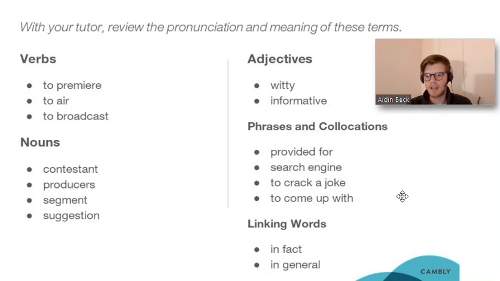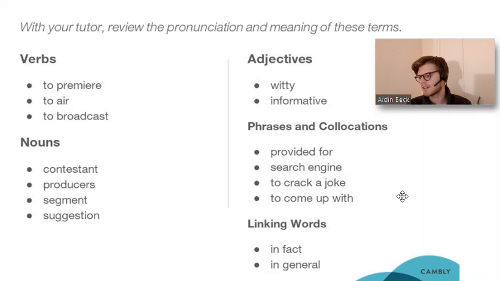Okay, so then we have nouns. We have contestant, producers, segment, and suggestion. Contestant would be someone on a game show. So there are 3 contestants on the game show. Those are just people who go on the game show and try to win the prize. Producers, that's someone who makes the show or the movie or any type of media. It could be a music producer as well.